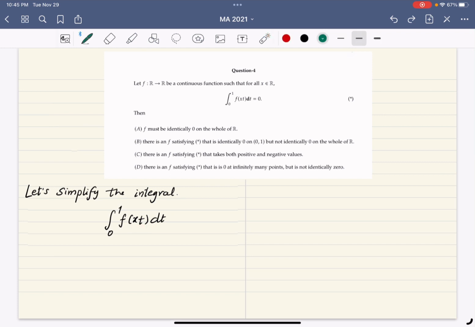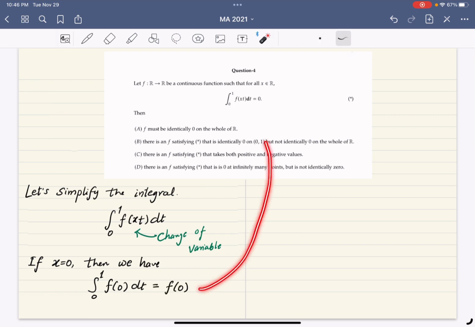So the most natural thing to do, which we know from integral theory, is change of variable. Now for change of variable, we consider a special case separately. The case is when x is equal to 0. In this case, xt is 0 for all t between 0 and 1. So the integral becomes integration from 0 to 1 of f of 0 dt, f of 0 being constant, integration from 0 to 1 of dt being 1, it gives f of 0. And from the given condition star, it implies that f of 0 is equal to 0.